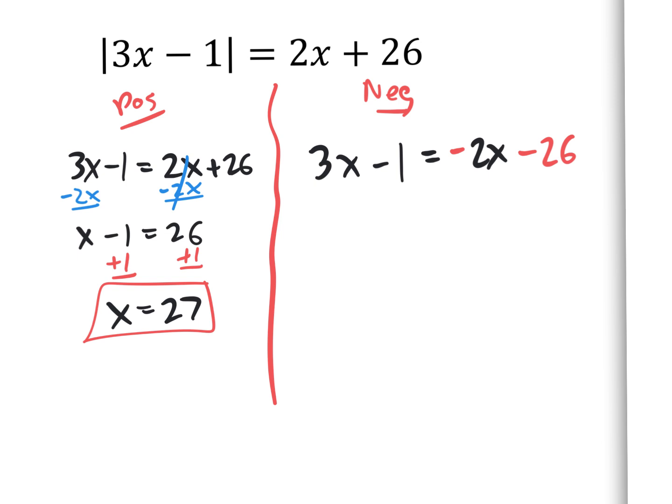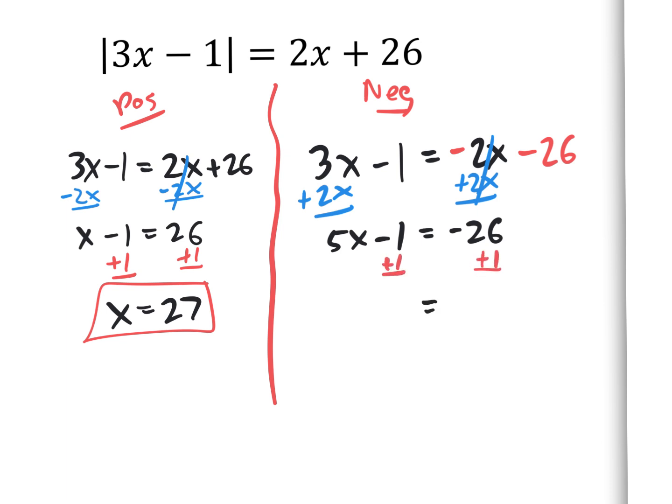The negative situation, again, you don't want x's on both sides of the equal sign, so I want to get rid of the minus 2x by doing the opposite, plus 2x. What you do to one side, do to the other, plus 2x. You're going to end up with 5x minus 1 equals negative 26. And now you want to get x by itself, so that means you're going to get rid of the minus 1 first by doing a plus 1 and a plus 1.